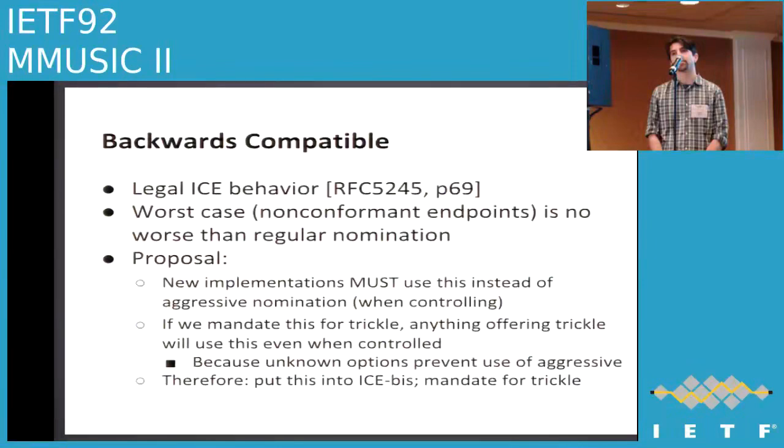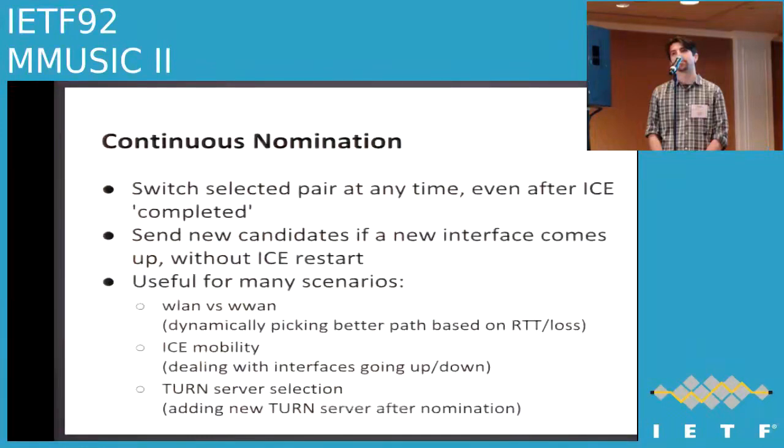Okay, next slide. All right, so that's for aggressive nomination, and we've talked about that. There are some other cases, though, where regular and aggressive nomination both end. That's good in getting to a final state in some cases, but it's not always ideal because you may actually want to change what pair you're using, and in order to do that, you have to do an ICE restart. So I'm introducing this concept called a continuous nomination, which allows you to switch your selected pair at any time without an ICE restart or any information being exchanged across the signaling path.